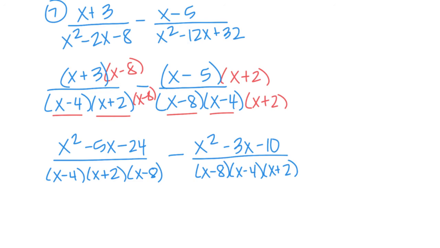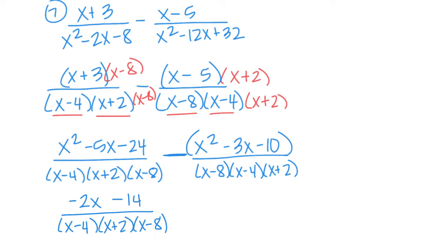This problem is subtraction. So I want to make sure I subtract this whole other numerator. I'm distributing the minus. So I have x squared minus x squared. No more x squared terms. I have negative 5x minus negative 3x. That would become negative 5x plus 3x, so negative 2x. And then negative 24 minus negative 10 would become negative 24 plus 10, so negative 14. Denominators just stay the same.